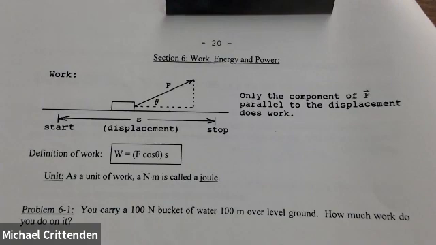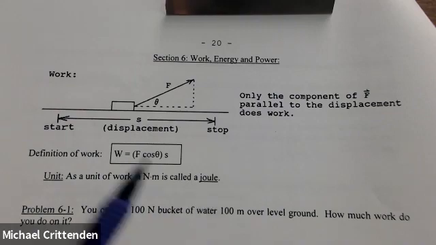A unit to measure work in: well, force is measured in newtons, distance is measured in meters, so work would be measured in newtons times meters. As is often the case, not always, but often, this combination of units is given a name of its own, and as is often the case, it's somebody's name. You can look up James Prescott Joule if you're interested in who he is, but all you really need to know is that they named this unit after him.